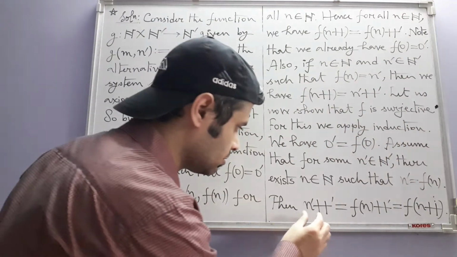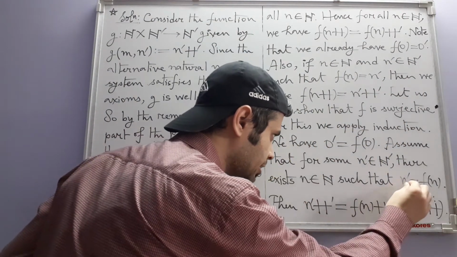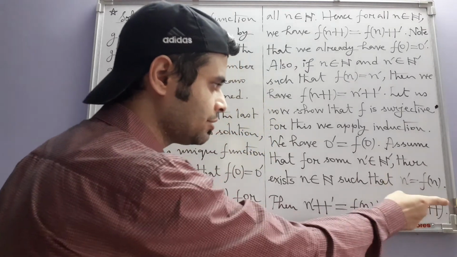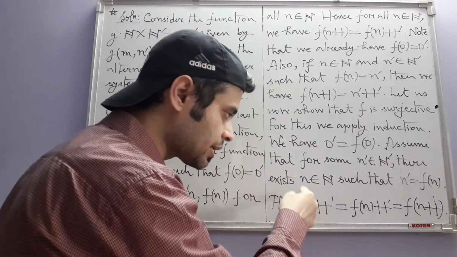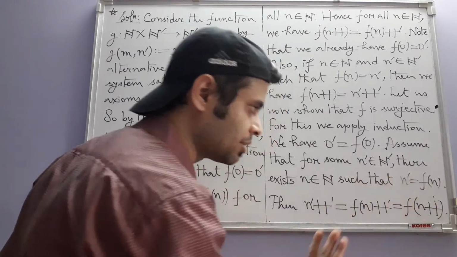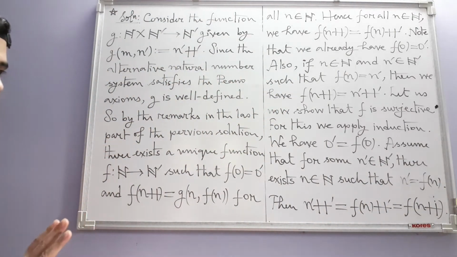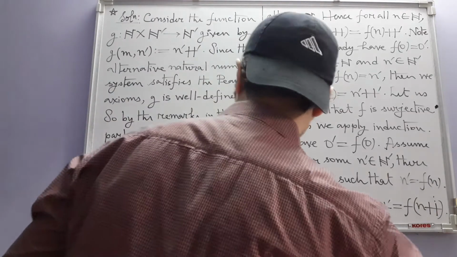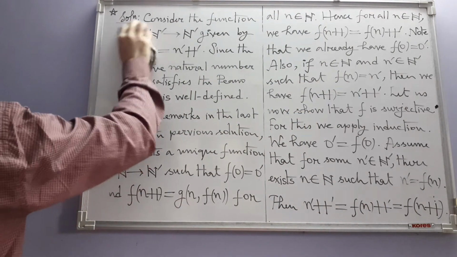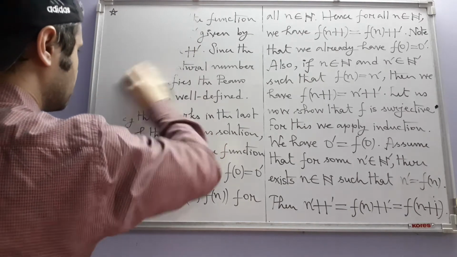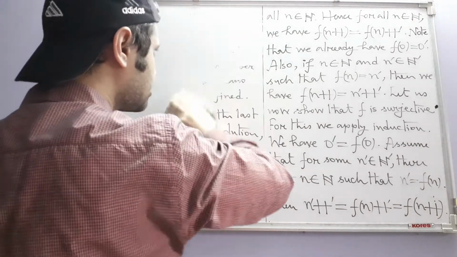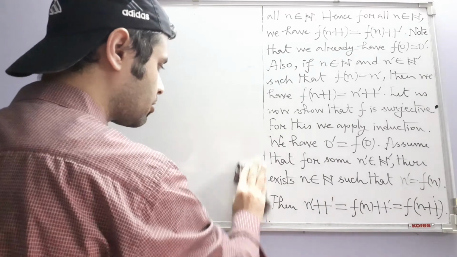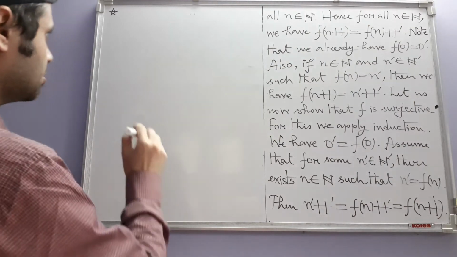So the assumption that the alternative natural number n prime is the image of some natural number leads us to the conclusion that its alternative successor is also the image of some natural number. So this actually completes the induction. But induction where, that you have to be careful about. Induction in the alternative natural number system, not in the ordinary natural number system. So instead of writing induction, we will write it like this.